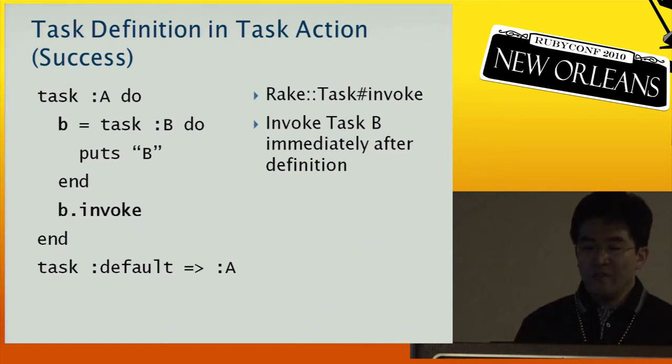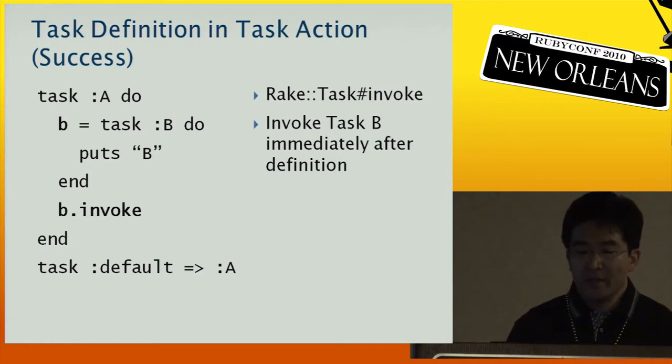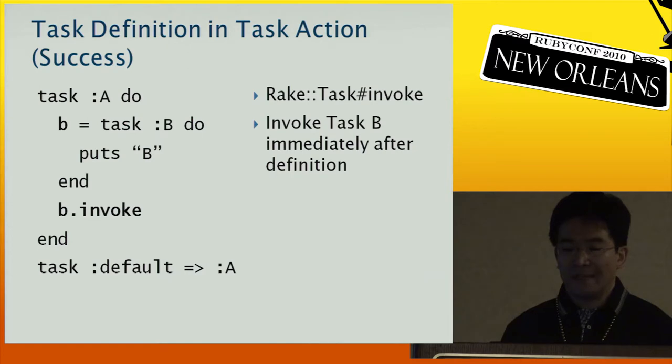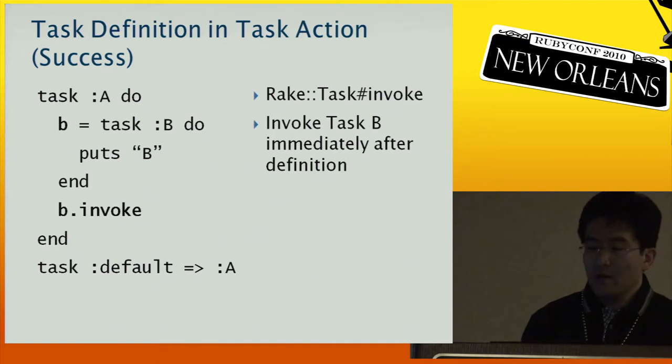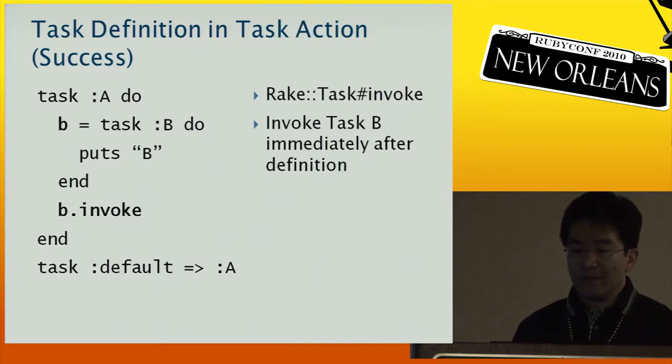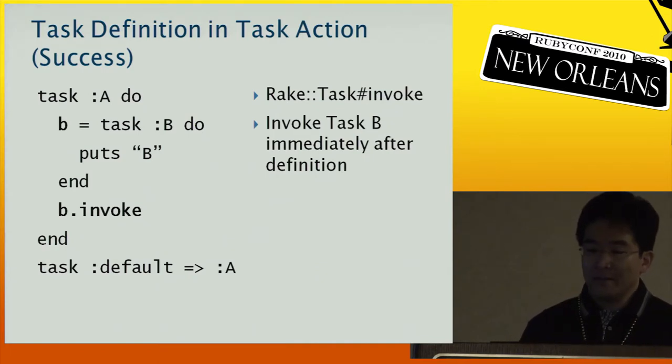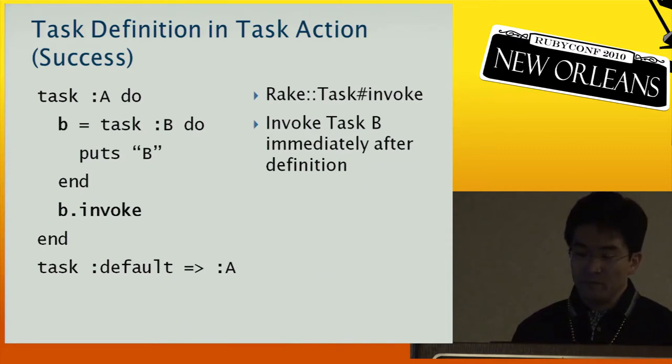I use the invoke method of the task class. Here, the task B object is assigned to the variable B, and then task B is invoked immediately after its definition. This example actually works well, and this is one of the ways to achieve dynamic task definition.